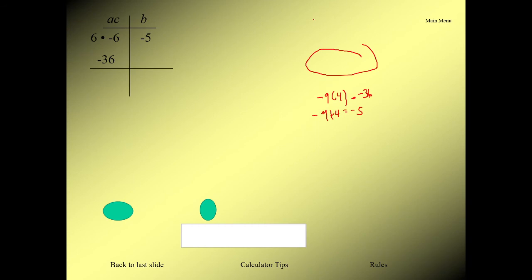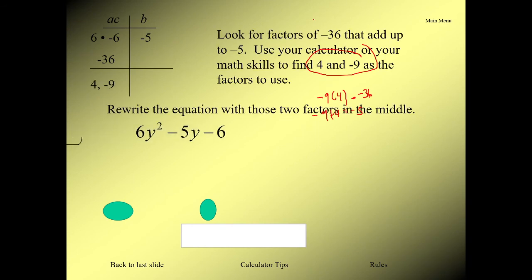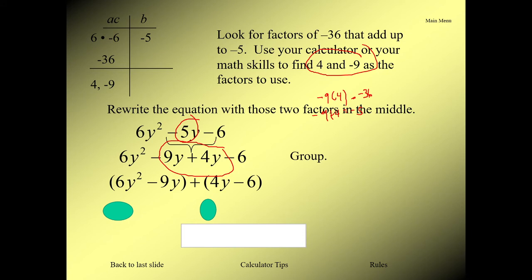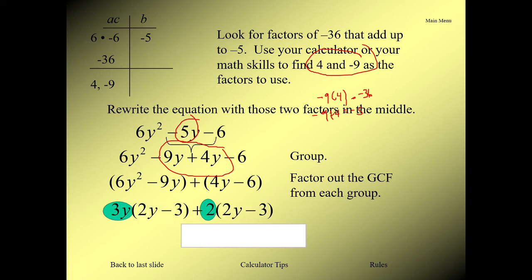So therefore, we can separate negative 5y in the middle of the equation as negative 9y plus 4y. Then you have to group: 6y squared minus 9y plus 4y minus 6. So you factor out the GCF from each group. The GCF for this group is 3y, and for this group it's only 2. Okay, so therefore, your factors are 3y plus 2 and 2y minus 3.